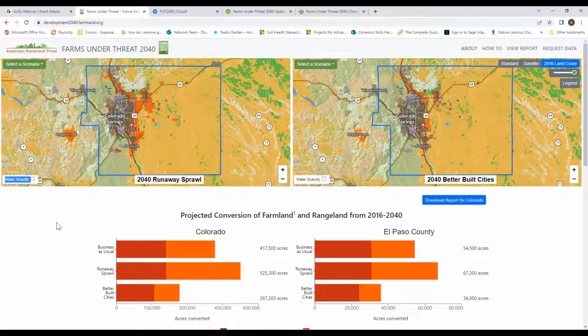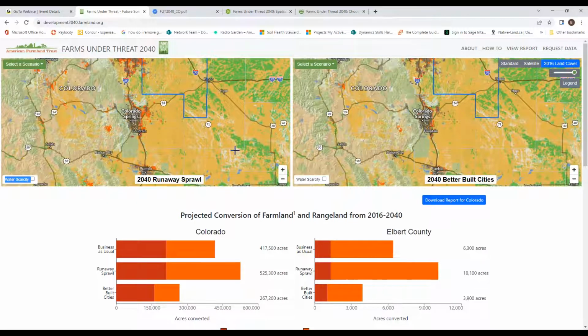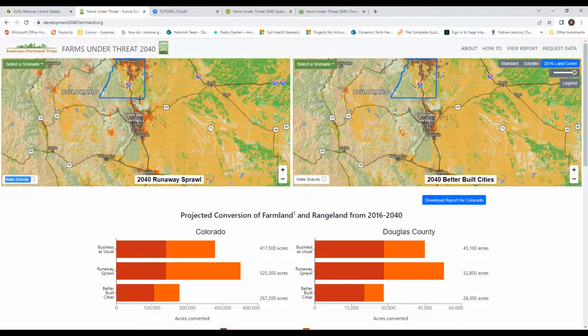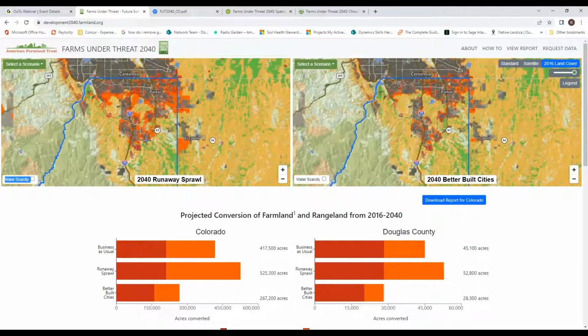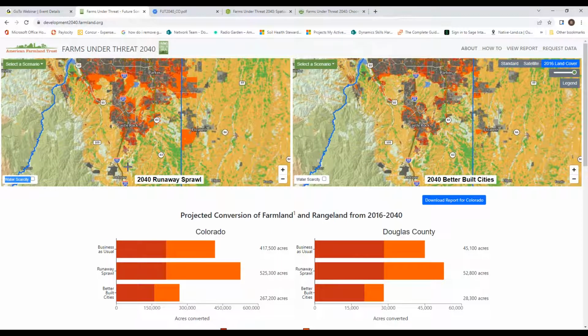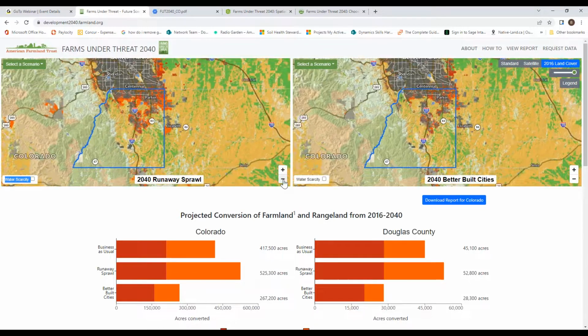The next one we're going to go to is Douglas County. Kind of look at what's going on there. Just south of Denver, looking at our runaway sprawl and better built cities scenario. So you can see quite an expansion of low density residential all throughout the edges of the cities and the different freeways and interstates there. Thanks, Beth.